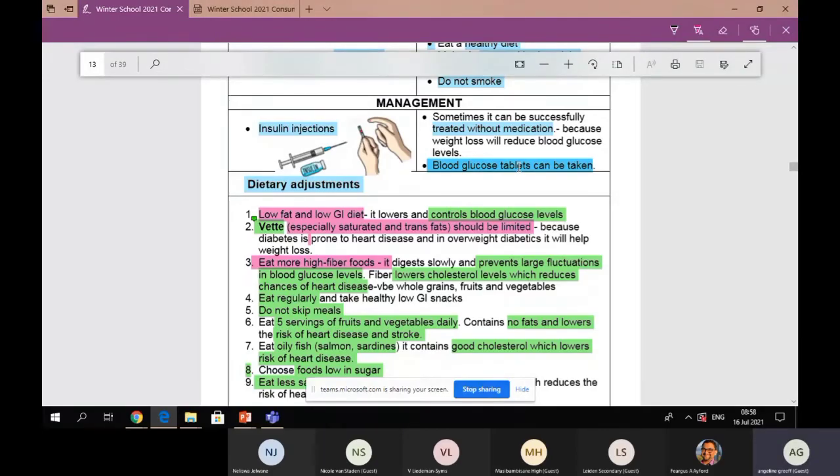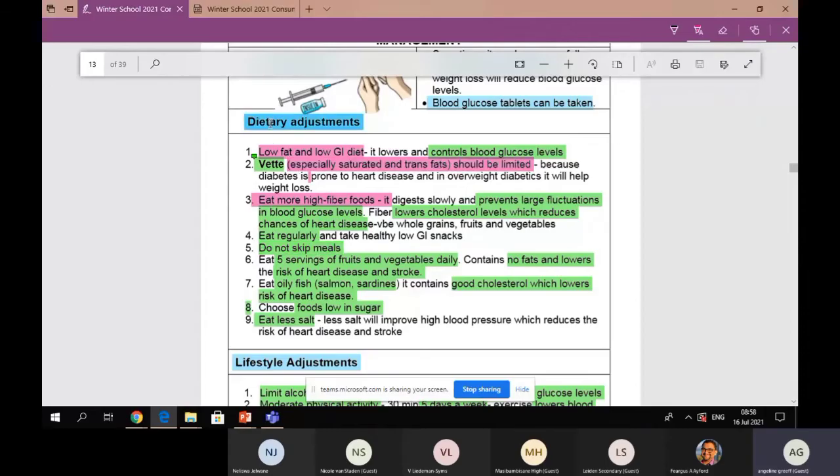But then the important thing for us, and what I want you to know here, is you'll see there's dietary adjustments. Okay, know the difference between dietary and lifestyle. Dietary refers to the diet. So if the question asks you for management with dietary adjustments, then you need to refer to these. And these are the lifestyle adjustments. So let's just quickly have a look at the difference and what's the importance here.